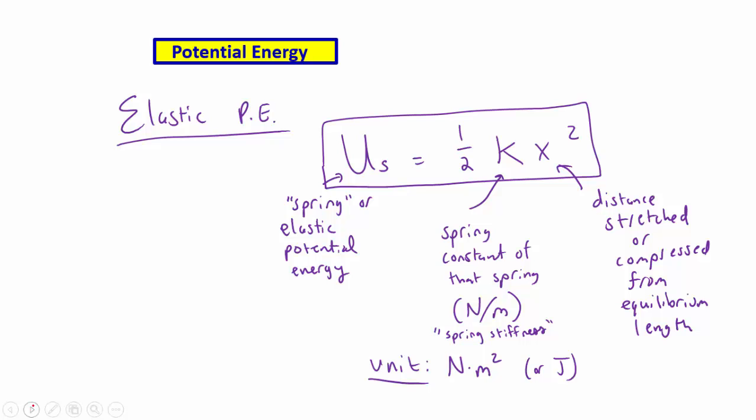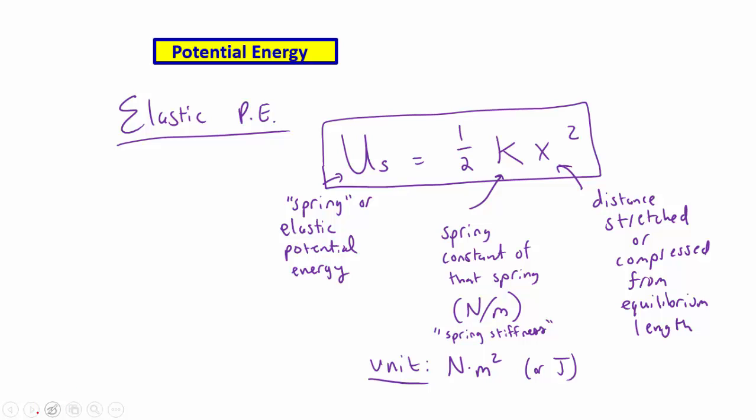So let's say I had a 5 newton per meter spring constant. That would mean that for every 1 meter that I stretch that spring, it would take an additional 5 newtons of force to stretch it. Okay, 5 newtons per meter. So the bigger that number, the stronger or stiffer the spring. And then I also have to multiply that by x squared, where x is the distance that I stretch or compress that spring from its equilibrium, where it was originally before I started stretching or compressing it, that equilibrium length.